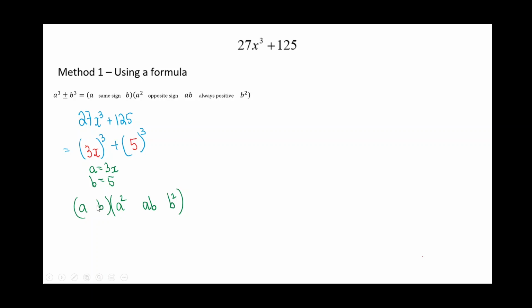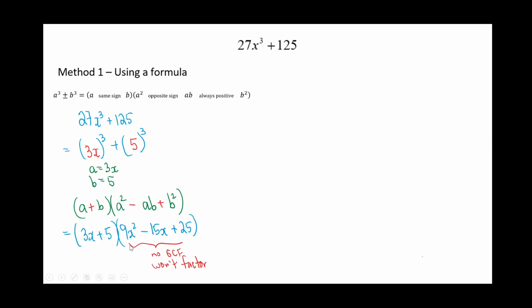So then following the pattern, we'll have a binomial and then a trinomial. I don't have the signs filled in. We're going to use SOAP to help us. So this original question had a plus sign, so same sign, opposite sign, always positive. And then we just fill it in. A's and B's filled in, so we have just a, just b. This is a squared, so 3x times 3x is 9x squared. Then ab, so that's 3x and 5 multiplied together, 15x. And then 5 times 5 for b squared is 25.